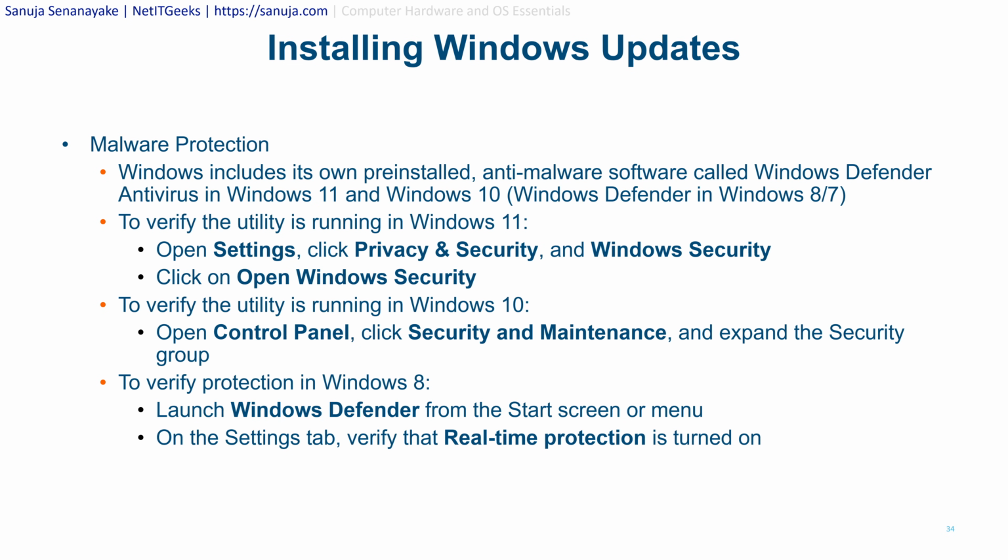To verify the utility is running in Windows 11, you open Settings and then click Privacy and Security and click on Windows Security, and that's how you navigate there. Then you click Open Windows Security, which is a separate app that will open on your Windows 11. Under Windows Security, you click Open Windows Security, and that will open a separate app associated with Windows 11 security options.